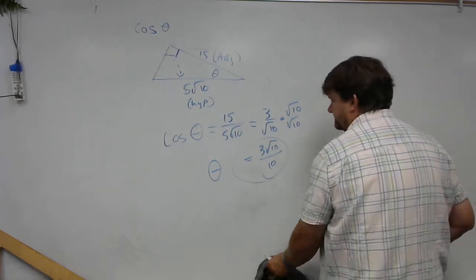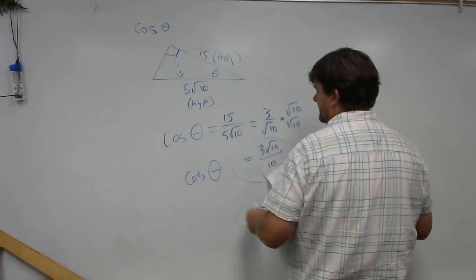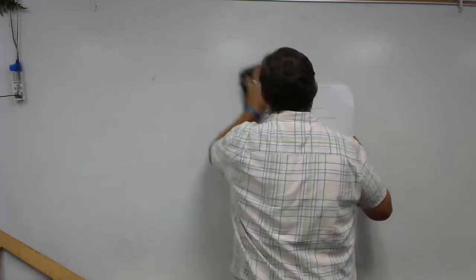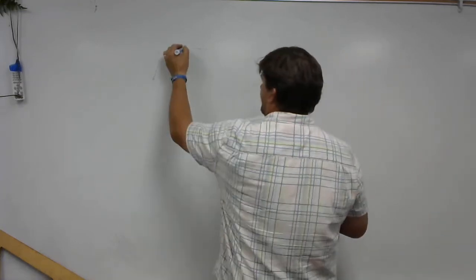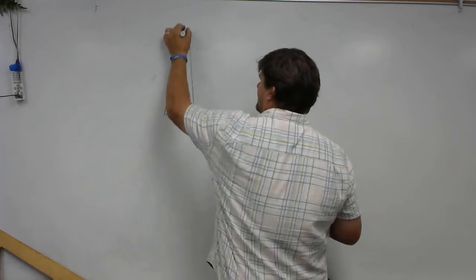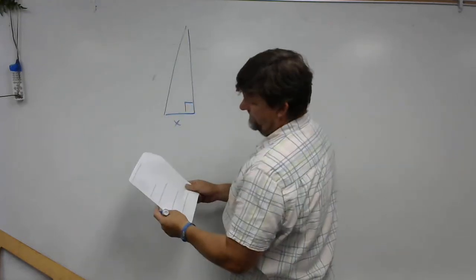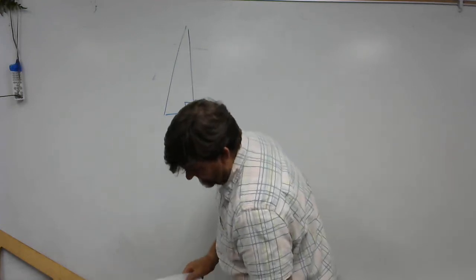All right, the cosine of theta is equal to that. Okay, number 11. They want cosine again, it looks like. We got something that looks like that. We've got x. I can't read that. I think it's 75. Yeah, we'll go 75.